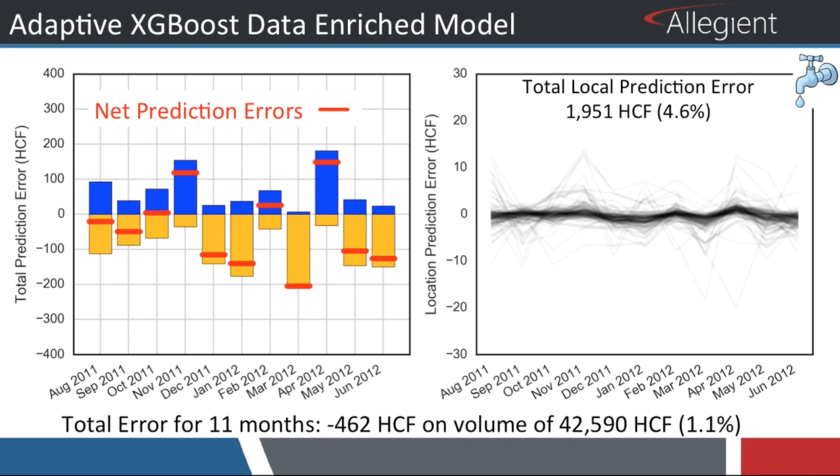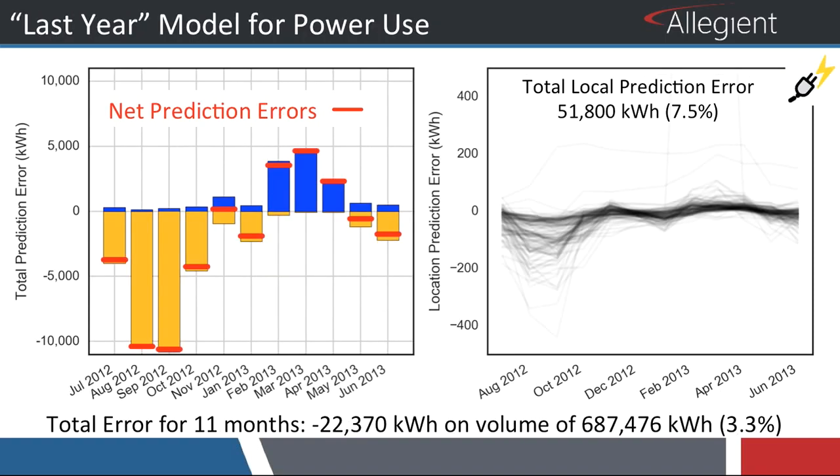So I have less redistribution to do inside the network. I can do the same thing with the power data. This is what the base last year model looks like for power data, where the total error for the 11 months is an under prediction of about 22,000 kilowatt hours. But the volume is significantly higher, 687,000 kilowatt hours, so my under prediction is only about 3%.